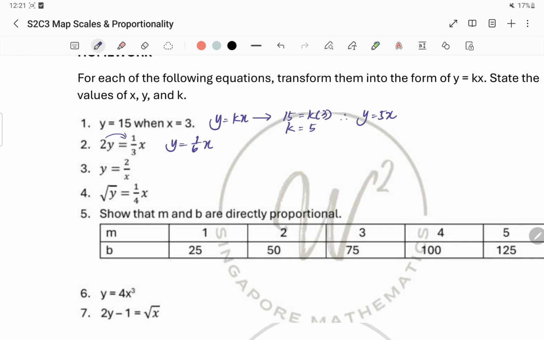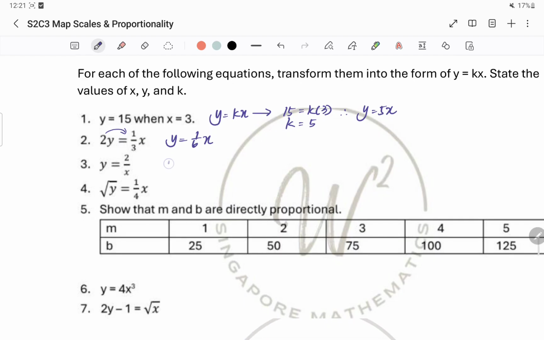Then you will ask, how to put them into x value? Actually, it's the same thing. You just have to put them 1 over 2 times 1 over x. The x that we mentioned here is actually 1 over x.